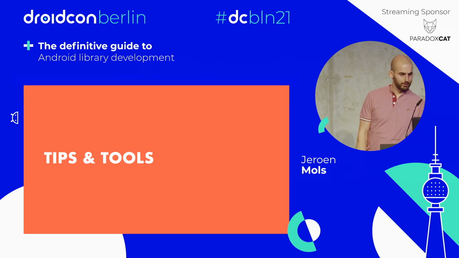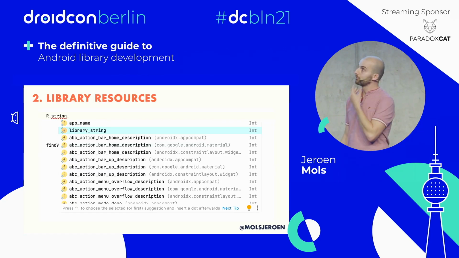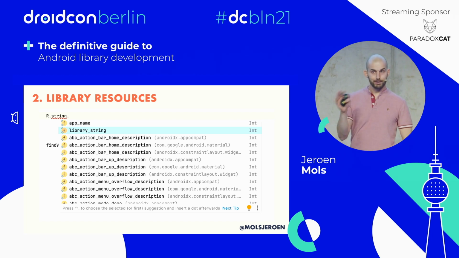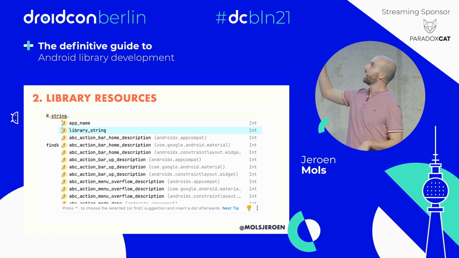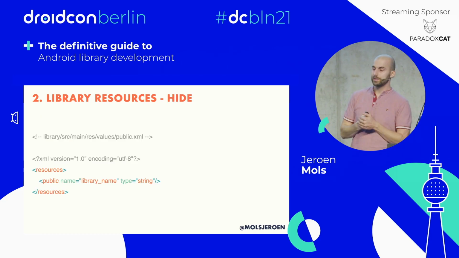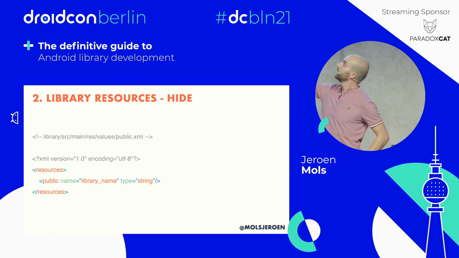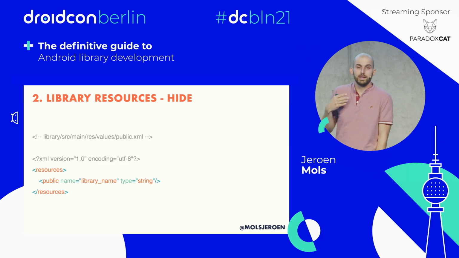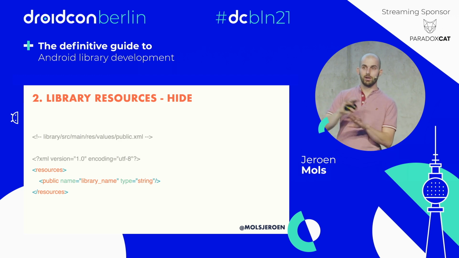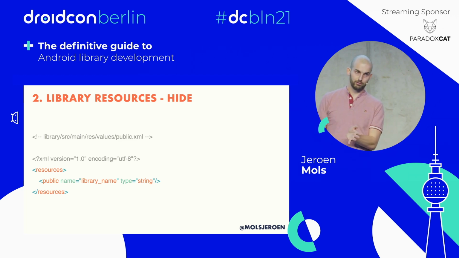All right, some tips and tools. First, library resources. By default, all of your library resources are going to be public. That means if a customer integrates your library and uses Android Studio autocomplete, they will see all of your library resources. There's a way to hide those, which is by defining a public.xml in resources values. You just need to define the resources that should be public in here. What we do is define a single resource that's public, like a library name. And all the rest then becomes private by default.